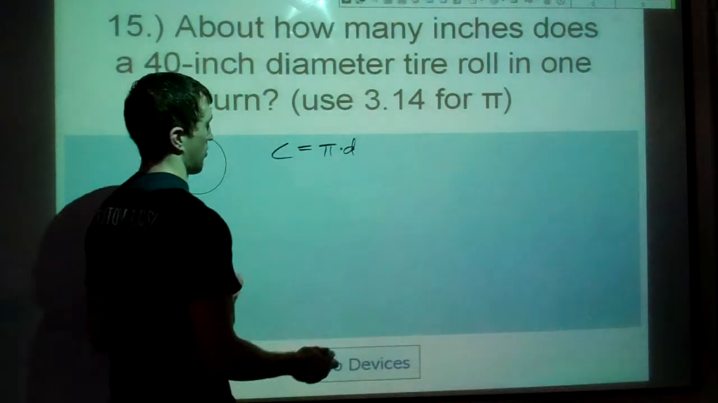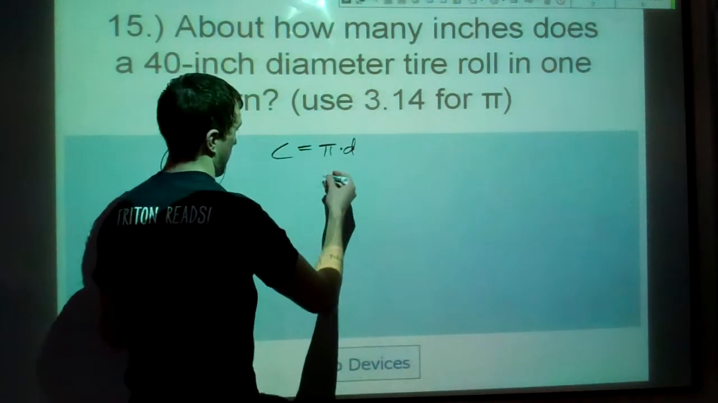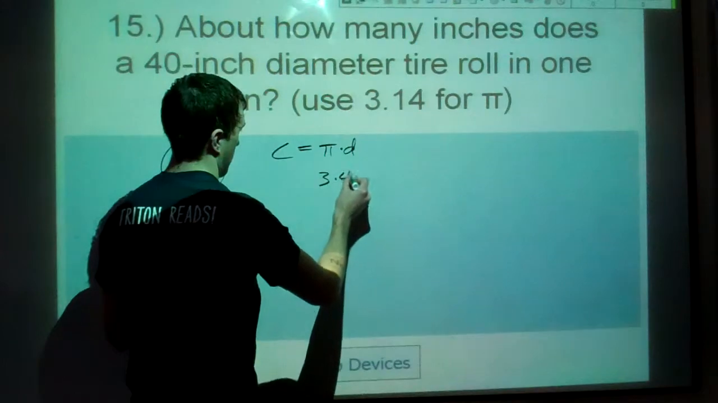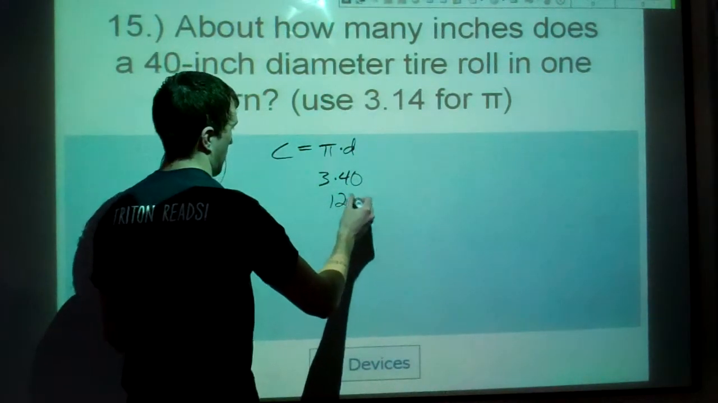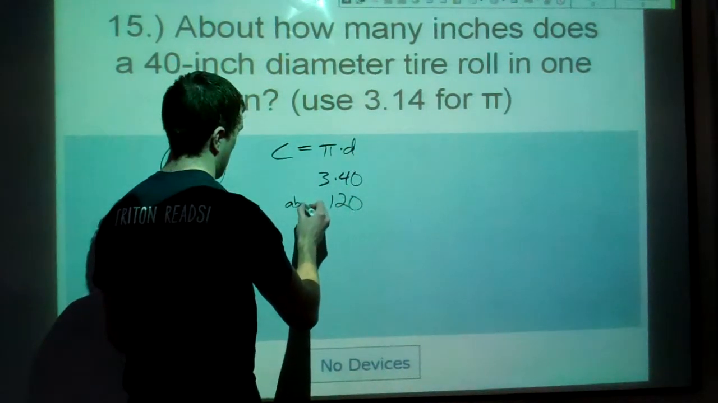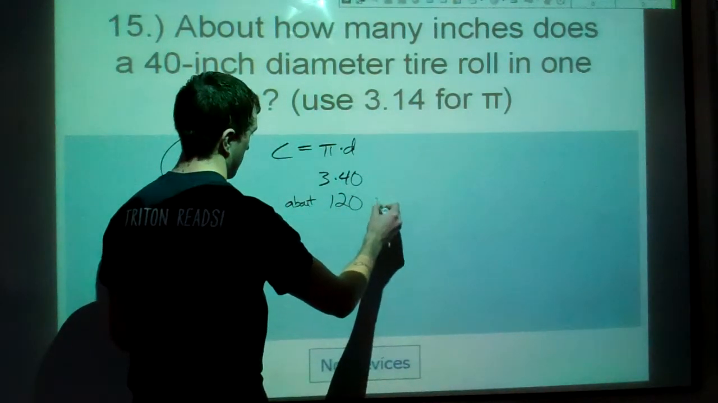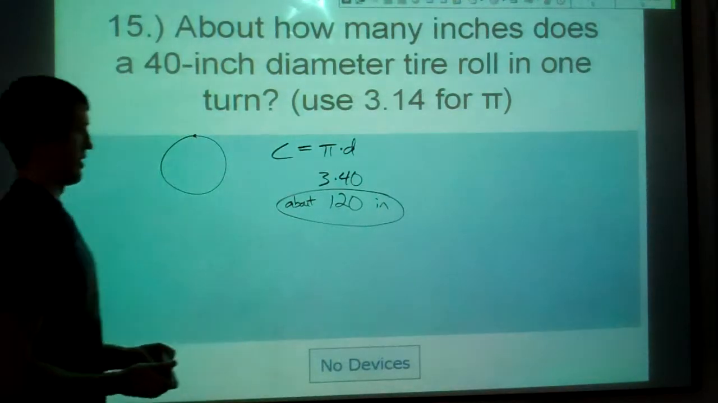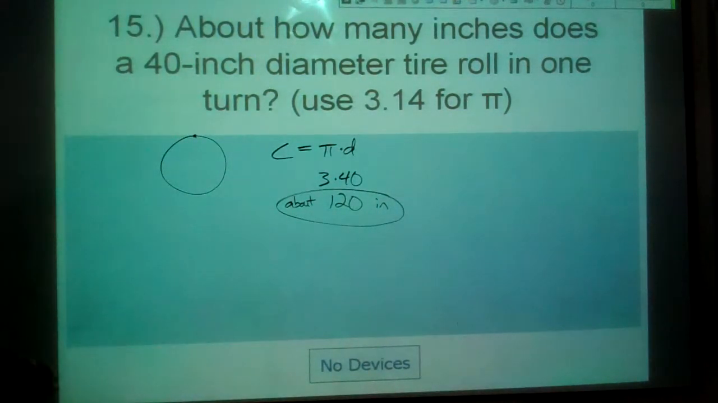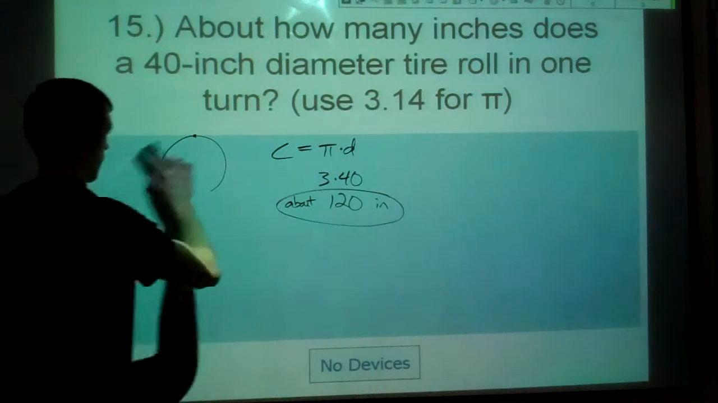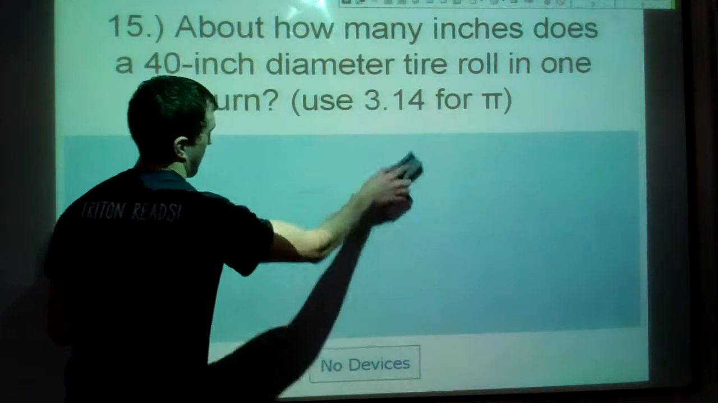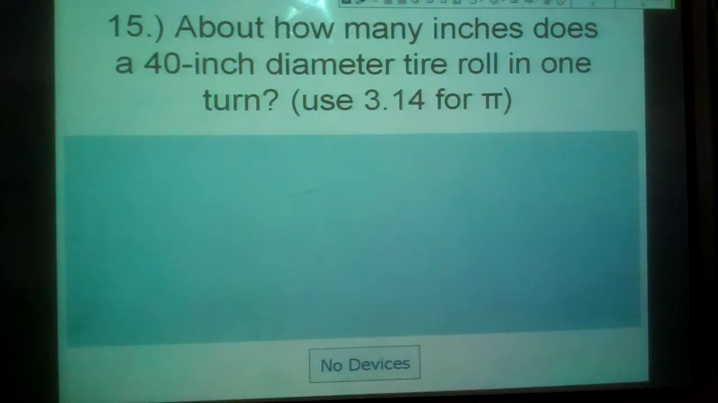So about says we can round, so I'm going to use 3 for pi. 3 times 40, about 120 inches is what we would say there, about 120 inches. Okay, you could use 3.14 if you wanted to. That formula will also be given tomorrow.